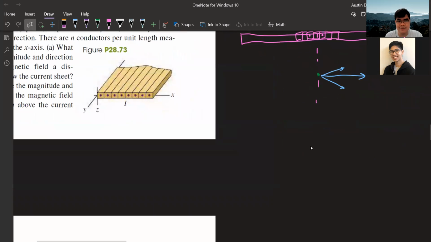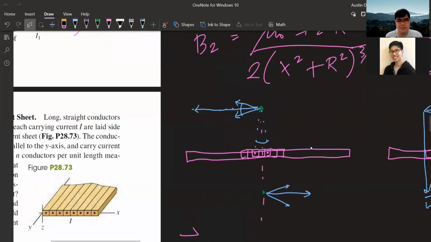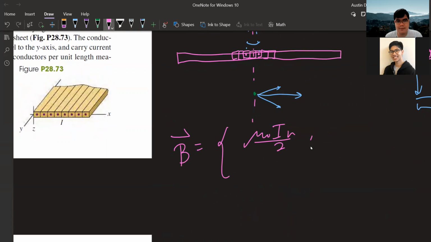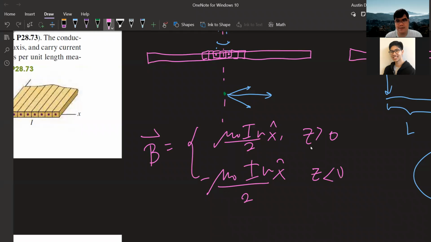So in formal terms, B is equal to mu naught I n over 2, positive x hat when z is greater than 0, and then mu naught I n over 2 negative x hat when z is less than 0.